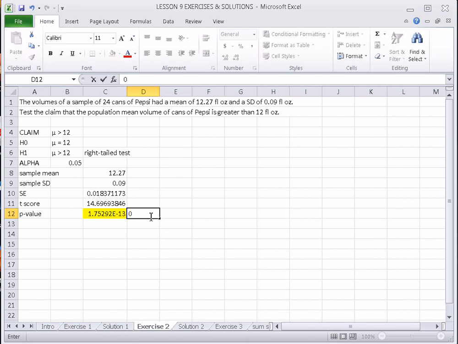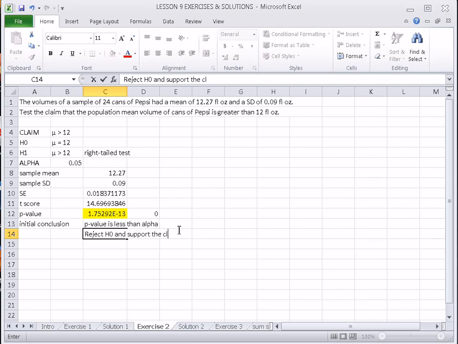It is essentially 0. So when we do our initial conclusion, we can readily see that the p-value is definitely less than the significance level alpha. All right, very small. And in that case, we always reject the null hypothesis and support the claim.